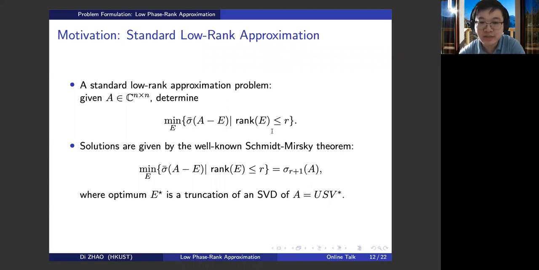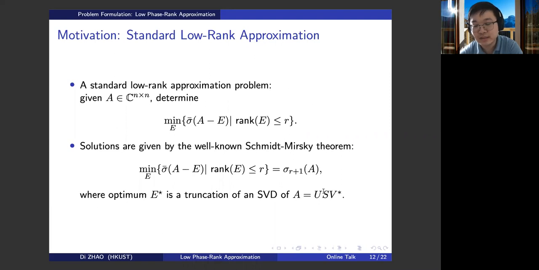So A is the object, E is its low rank approximation. So that's it. And the solution is given by the well-known Schmidt-Mirsky theorem, which says that this minimum is nothing but the (R+1)-th singular value of this matrix A. Very nice solution. And the optimum is attained at E star, which is just a truncation of the singular value decomposition of matrix A. How we truncate it is very simple.